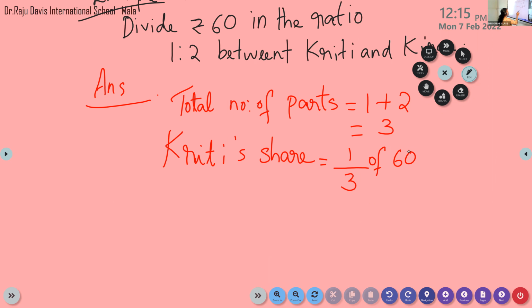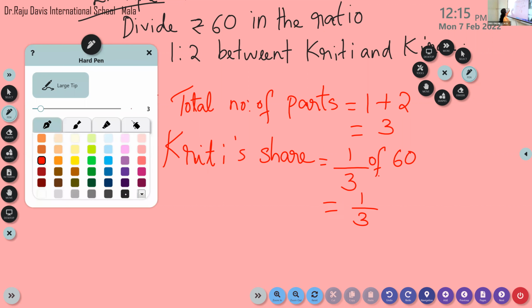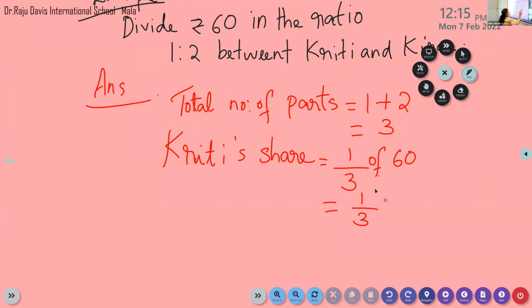So, children, do you remember you learned a fraction of a number in class 4, I think? 1 by 3 of 60. Ma'am, multiply. Multiply, yes. 1 by 3 into 60. Find out. 1 into 60 is 60 divided by 3. How many rupees? Find out. 3, how many times in 6?